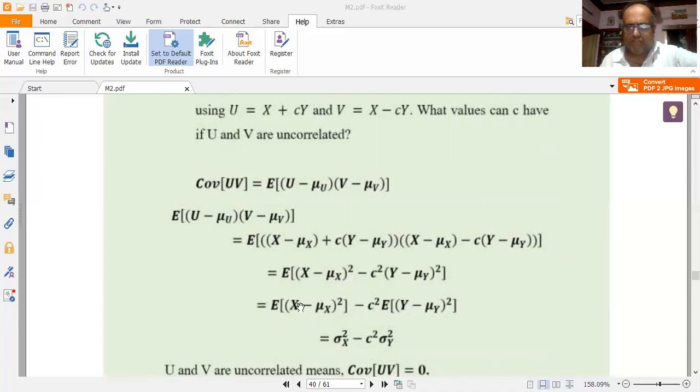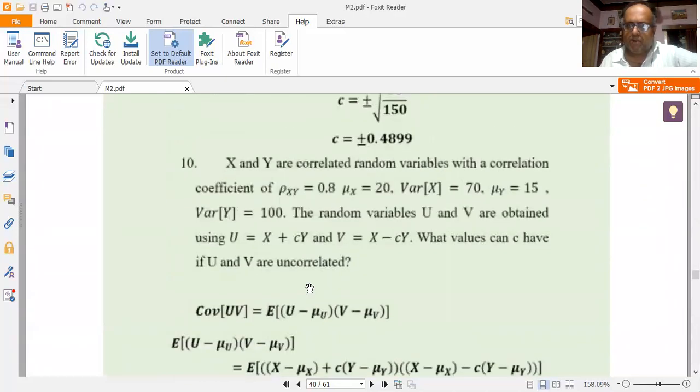So recognize what these terms are. E of (X minus mu X) the whole squared is the variance of X, that is sigma X squared. E of (Y minus mu Y) the whole squared is sigma Y squared, the variance of Y. So I have covariance of UV equal to sigma X squared minus c squared sigma Y squared.